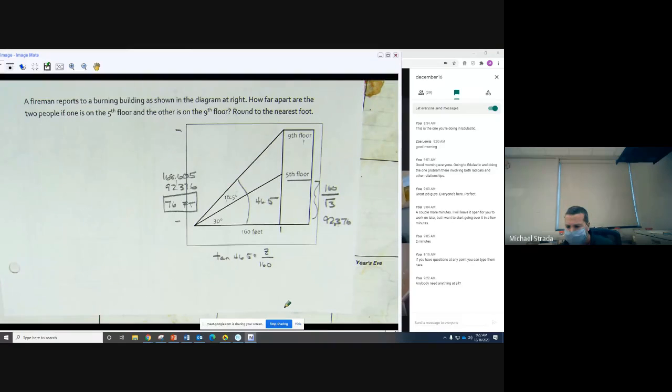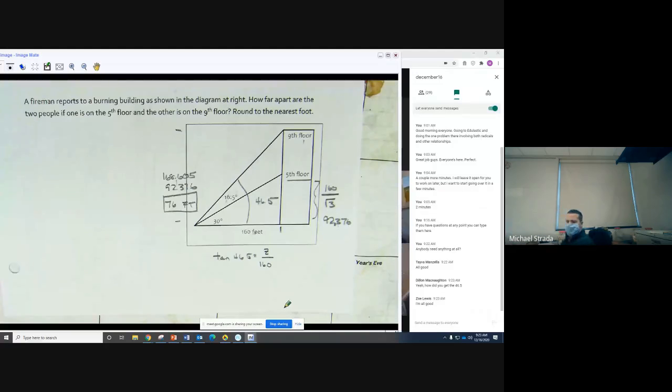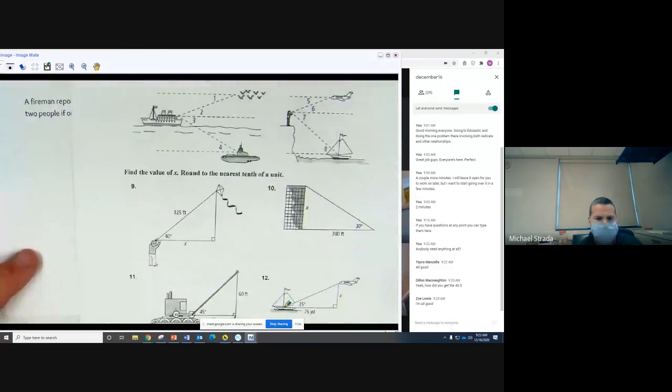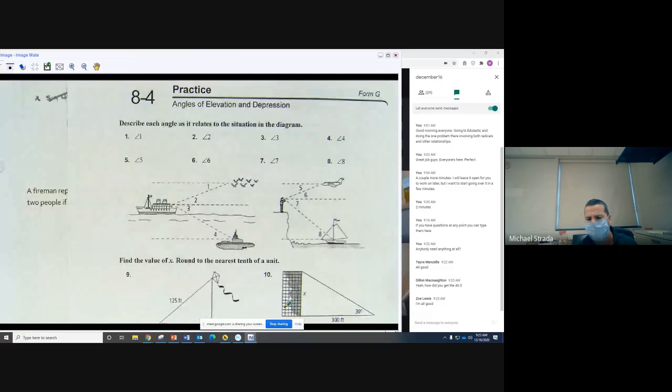All right, so if you're good, I'm good. We went through the word problems, okay? So remember, the 8.4 practice is due at midnight tomorrow. All we're going to do is go over the answers to that, and then we're going to start.